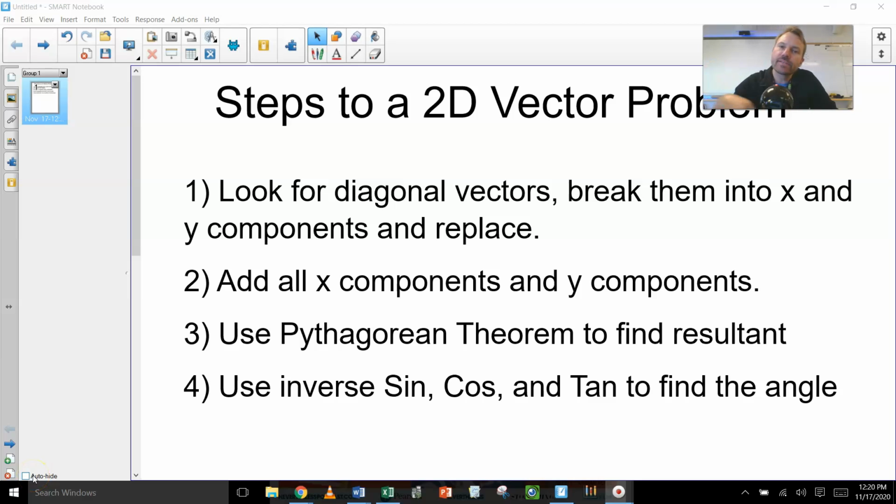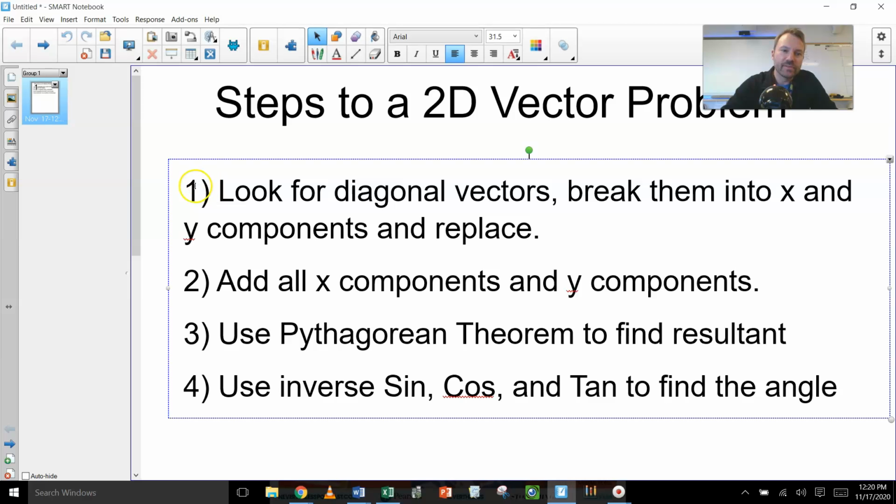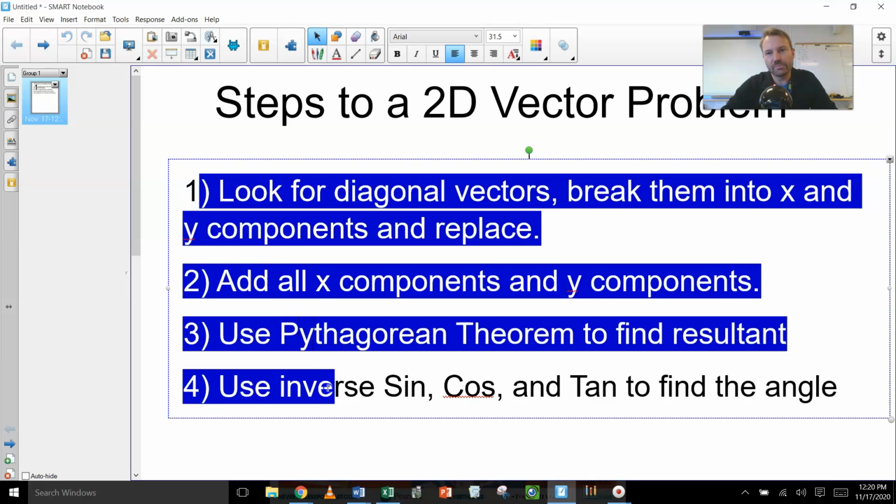Hey, physics friends. I want to take you through the worksheet that I assigned to you. Sine, cosine, tangents, law of sines, law of cosines, practice number 1. I'm going to apply this algorithm to solving all 4 of these problems.